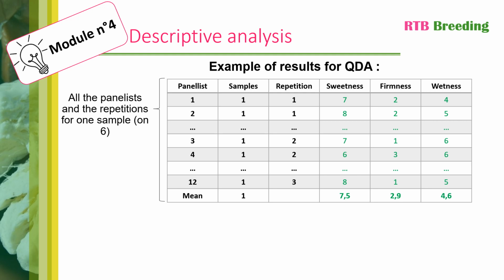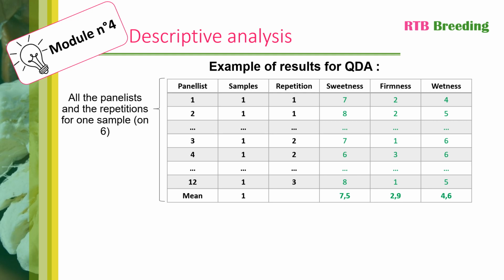After performing a QDA analysis, here is the type of results you get. The first column of the table shows all the panelists from 1 to 12 at least. In this example, they tested sample number 1 and did 3 repetitions of this sample. Here, for example, the first panelist for the first repetition of sample 1 found that the sweetness had an intensity of 7, the firmness an intensity of 2, and the moisture content an intensity of 4.